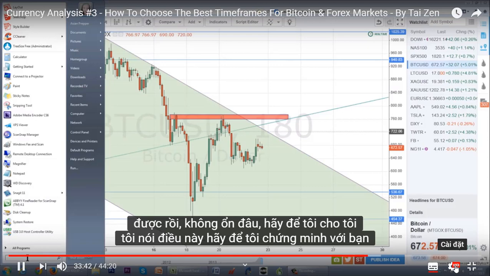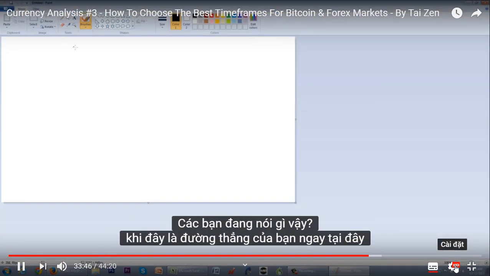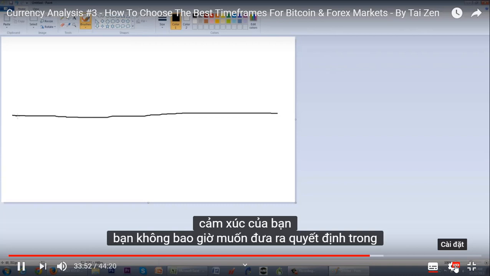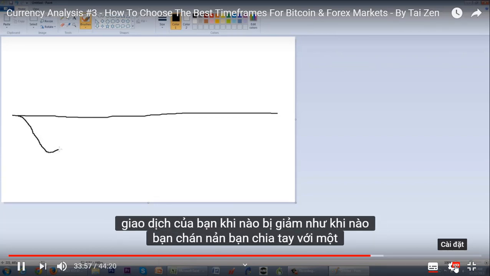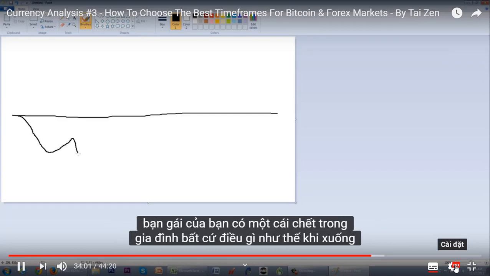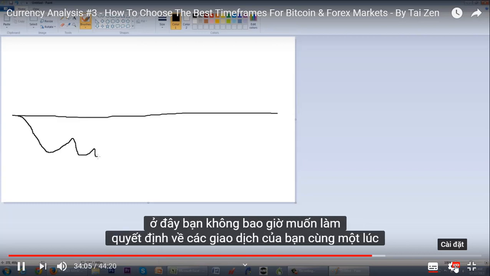Let me demonstrate to you guys what I'm talking about. Okay, here is your flat line right here, your emotions. You never want to make a decision in your trading when it's down, like when you're depressed, you break up with a girlfriend, you have a death in the family, anything like that. When it's down here, you never ever want to make a decision on your trades.